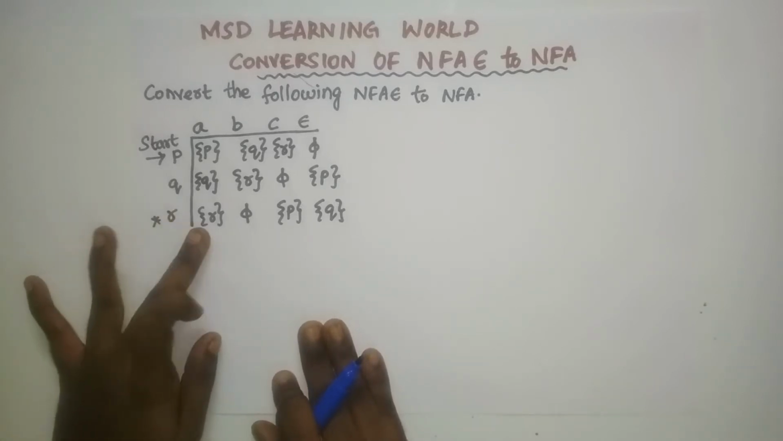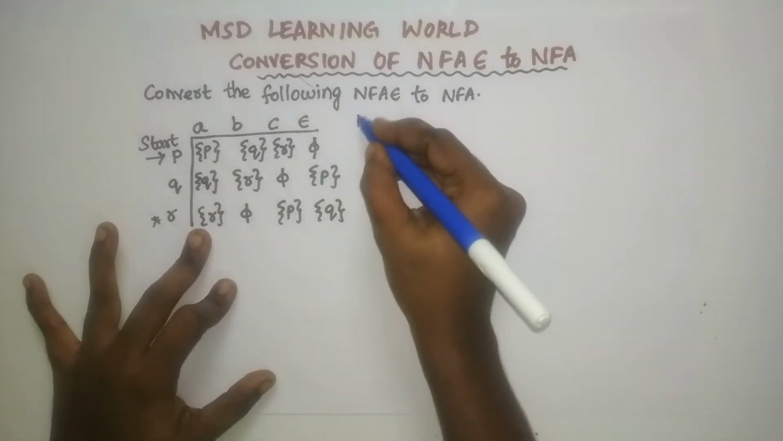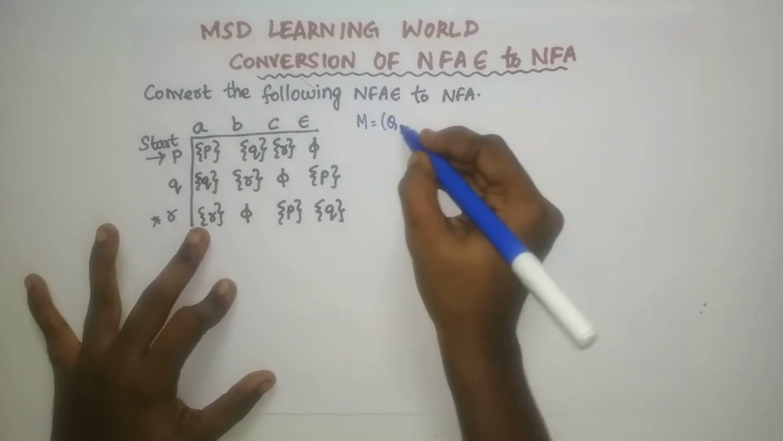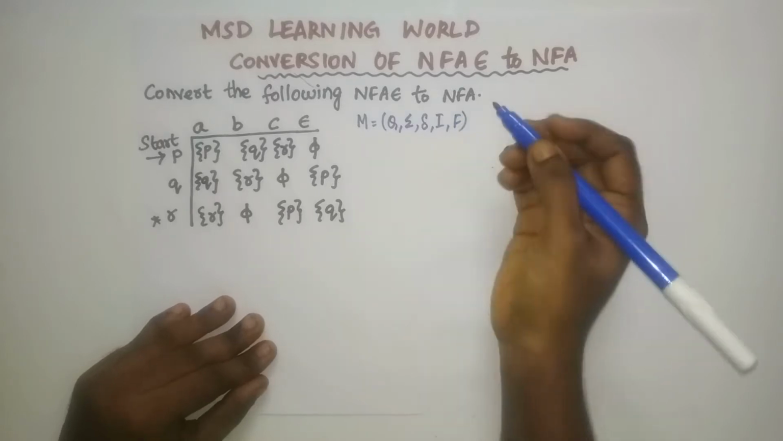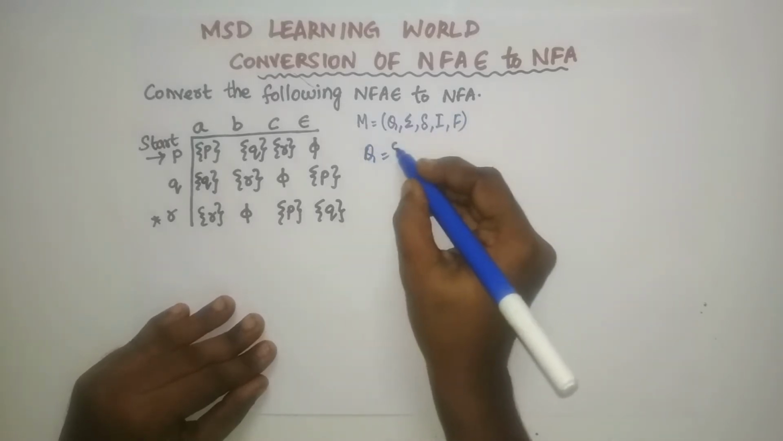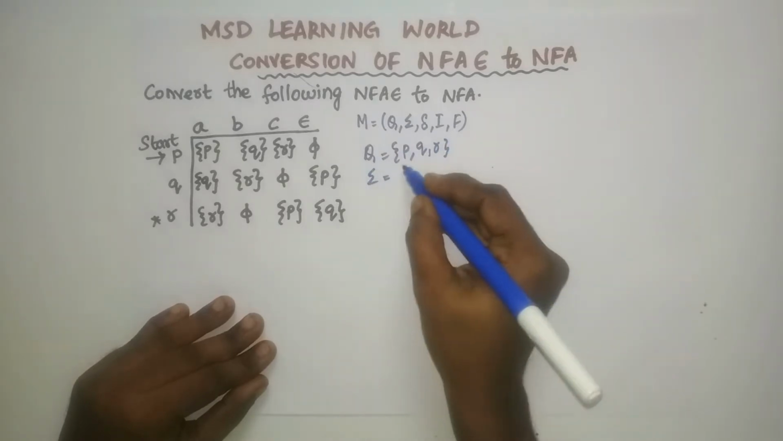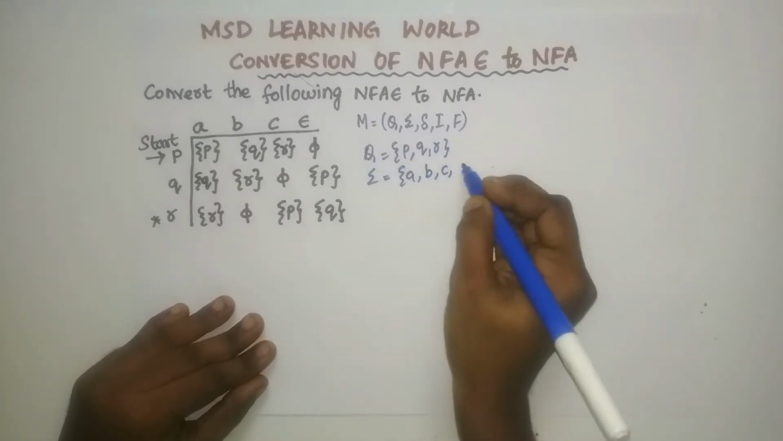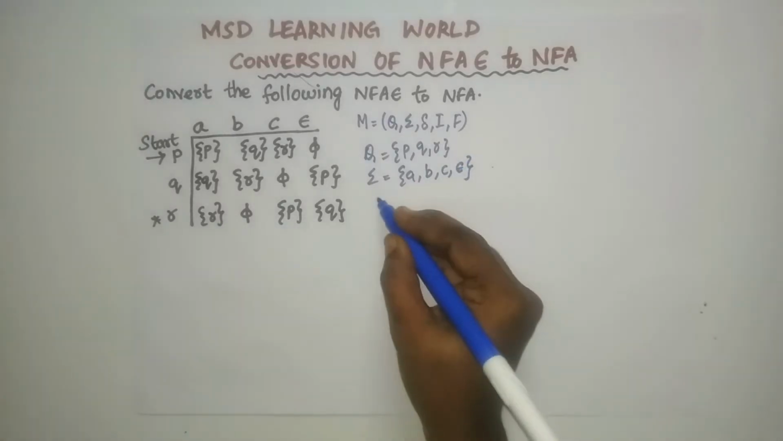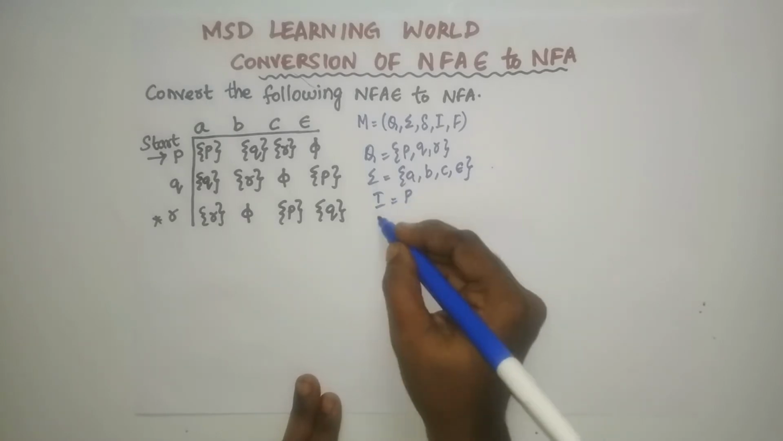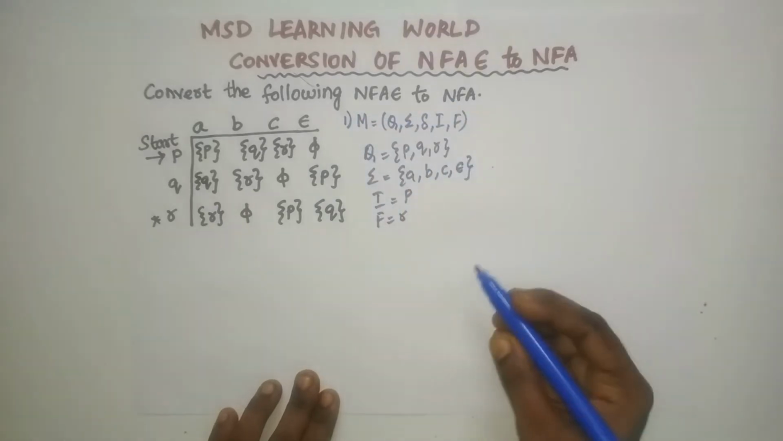Once the machine is given, the first step is to find the machine components. The machine components are M equal to Q comma sigma comma delta comma initial state comma final state. Here the set of all states are P, Q, R and sigma is nothing but a, b, c, and epsilon, and the transition is given in the table. The initial state is P and the final state here is R. This is the first step, the machine description.